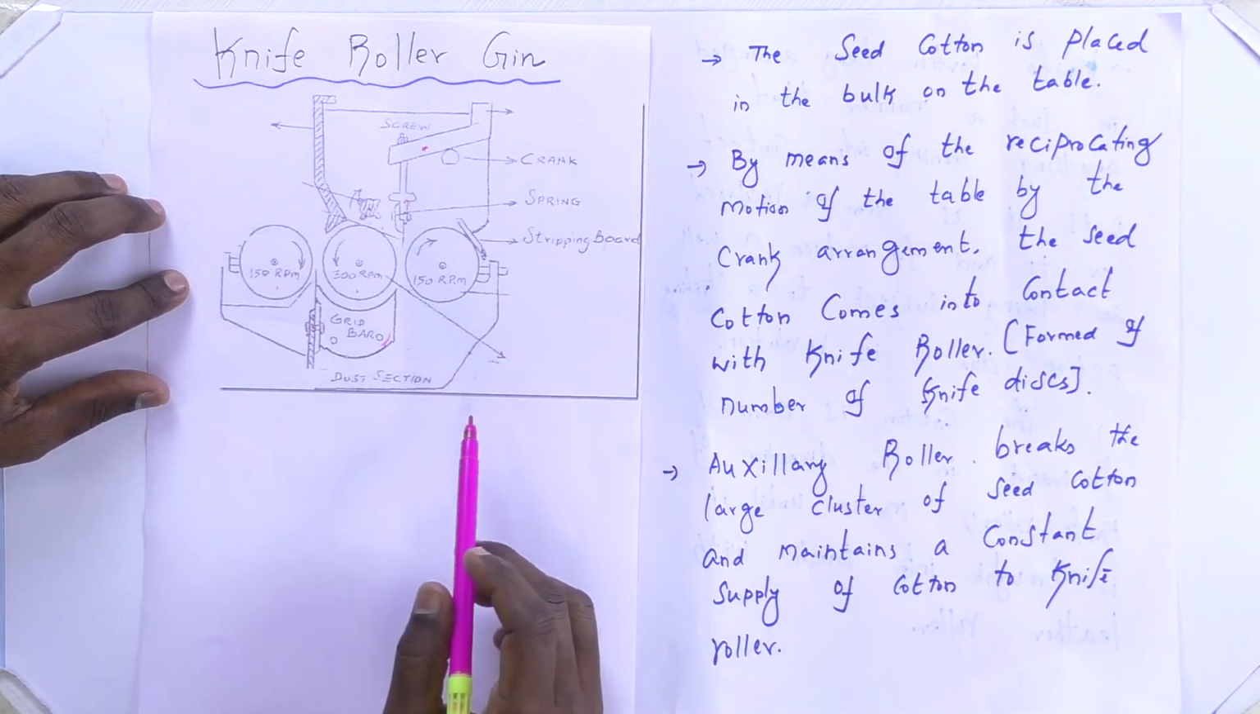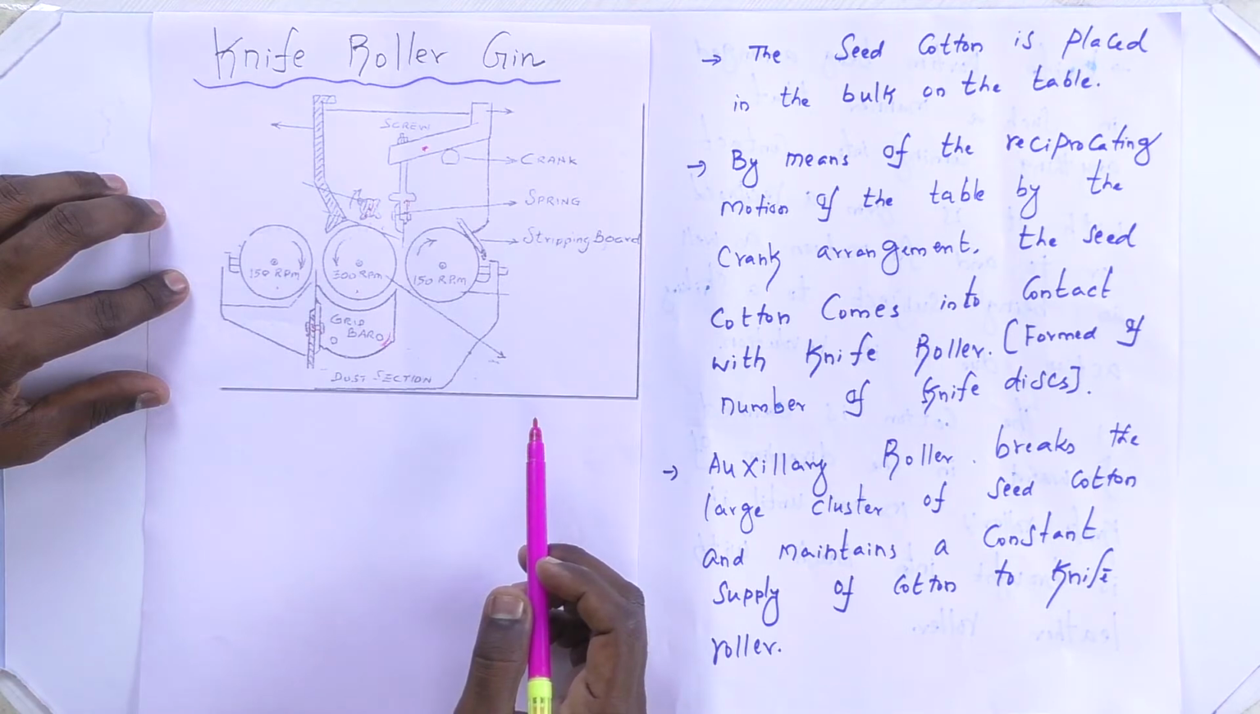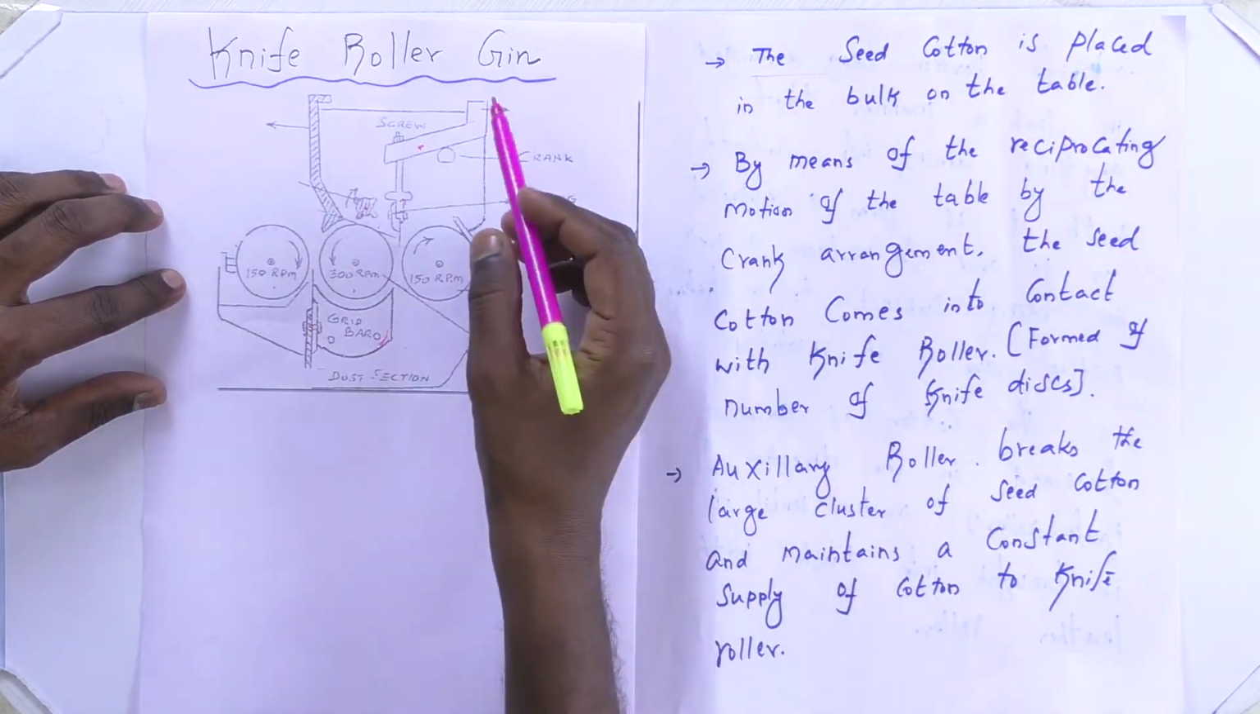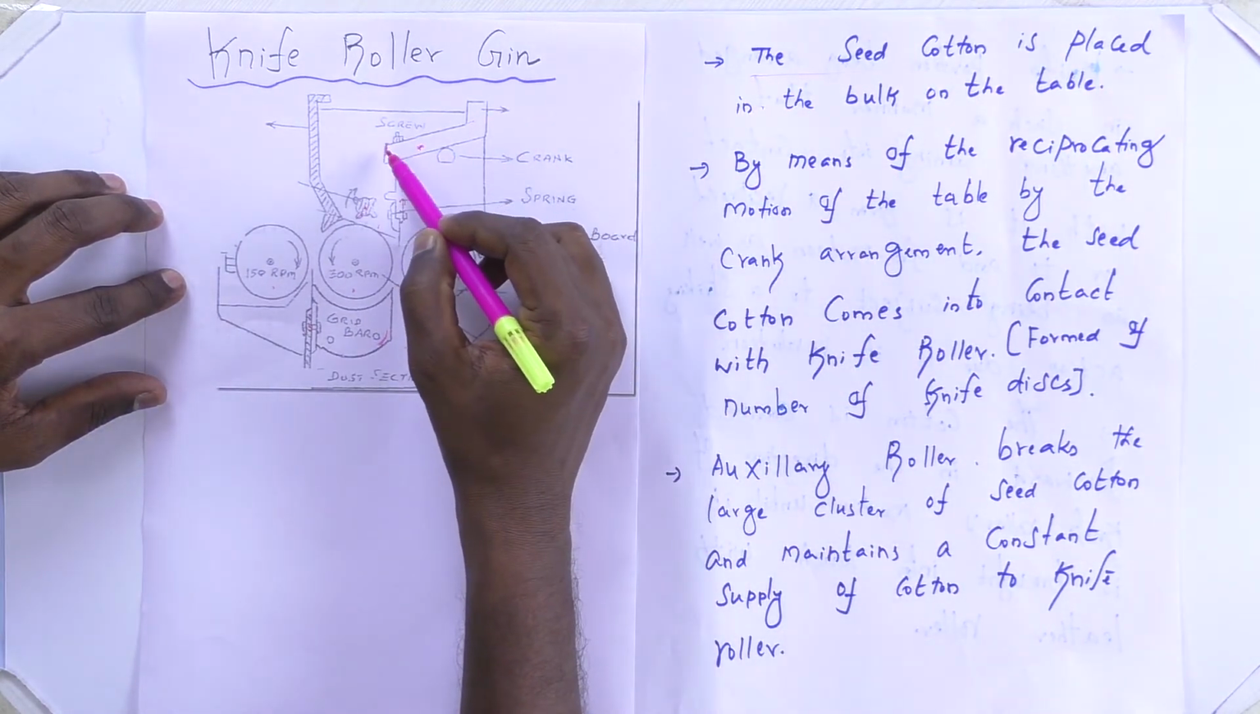So the Nifrologining machine consists of one feed table, one axillary roller, knife roller, two leather rollers, two doctor knives and one grid bar. These are the construction of the Nifrologining machine. What is the working principle of Nifrologining? The seed cotton is placed on the table. This is the feed table.